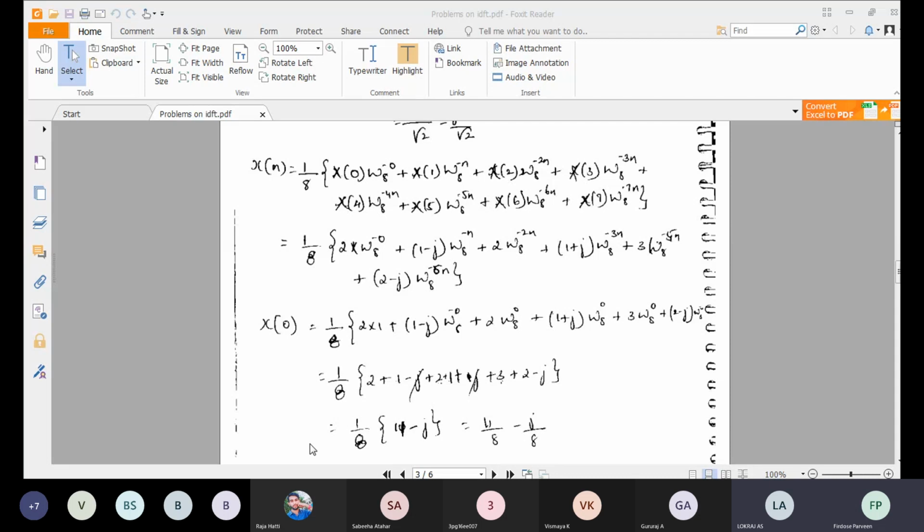Next, what is x of 1? Substitute for n is equal to 1 and tell me the answer. What is x of 1?